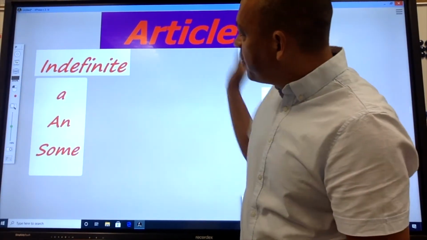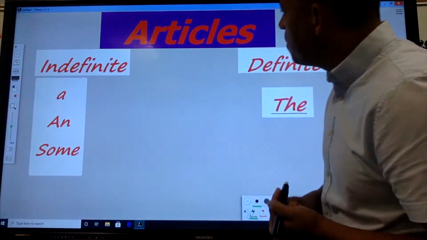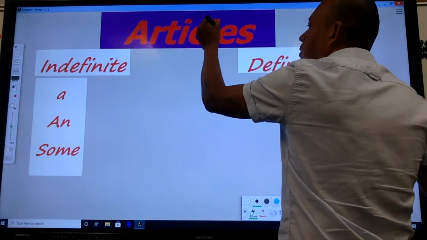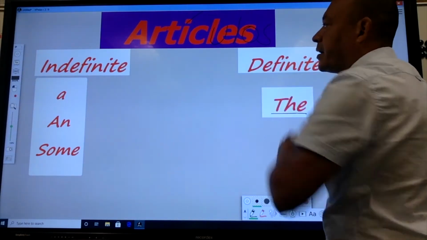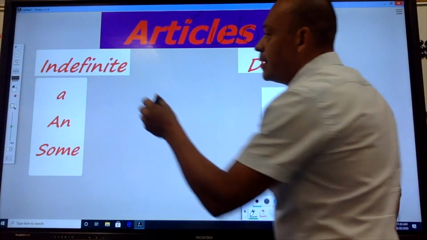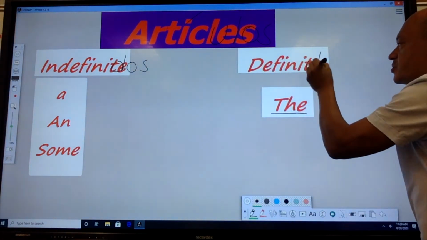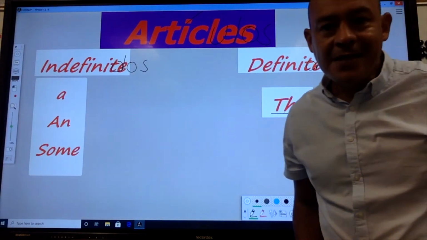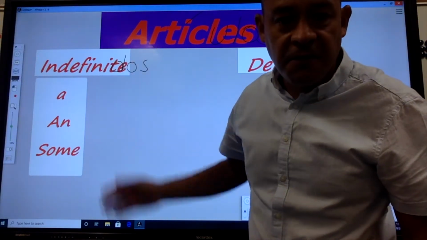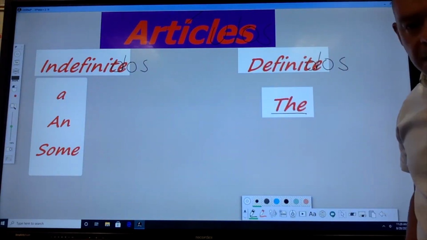So now that we have reviewed articles in English, let's move on to Spanish. So, en español, artículos. And yes, there are two kinds, just like English. Indefinidos and definidos. And they do exactly the same. They tell us if we are talking about something specific or if we are talking about something indefinite or in general. Now let's see how these words right here change.